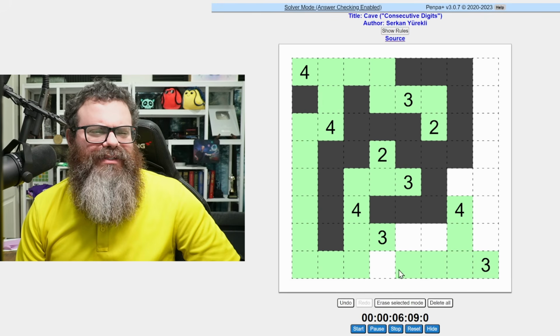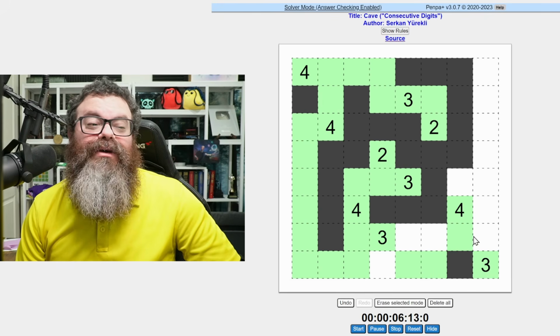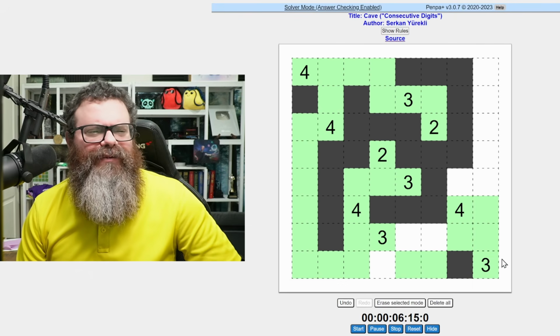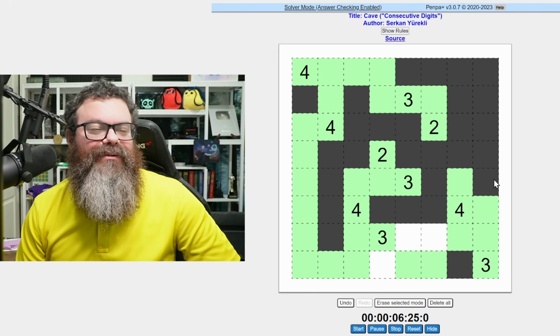We can't unshade this one because then it would be a 4 for the 3. So that's shaded. We don't want to make a checkerboard, and we need to finish the 3 anyway. So that's all true. The 4 finishes here. And these wouldn't be able to reach the rest of the cave. So these are all shaded.